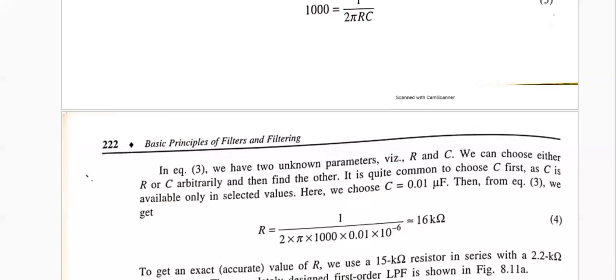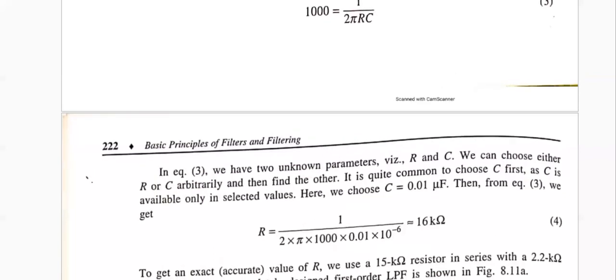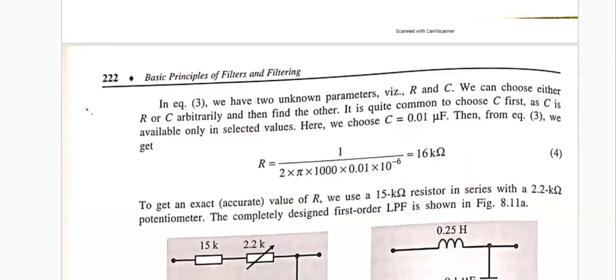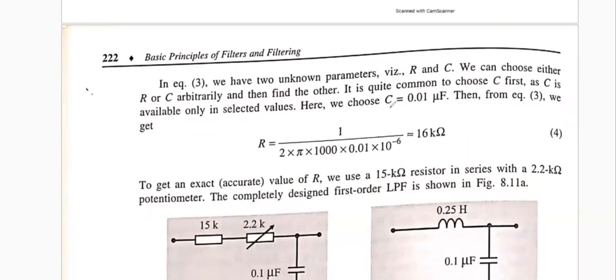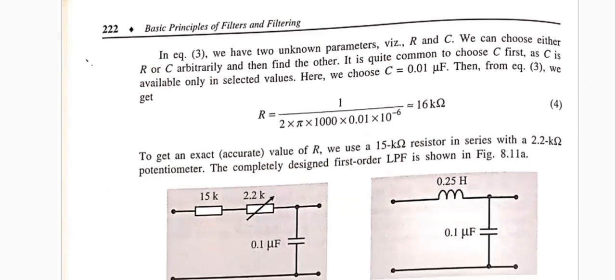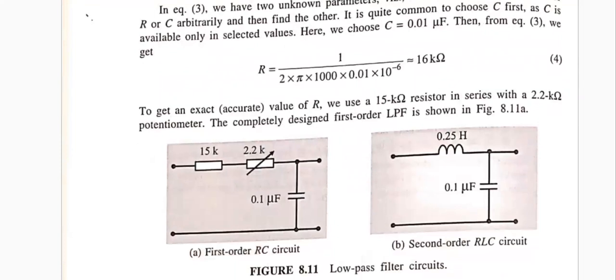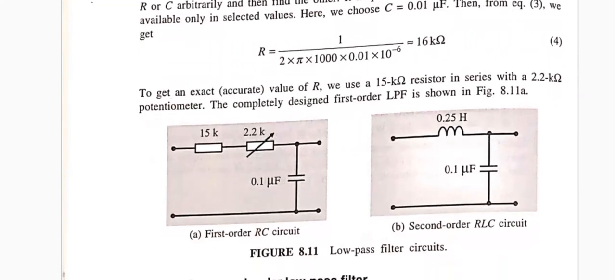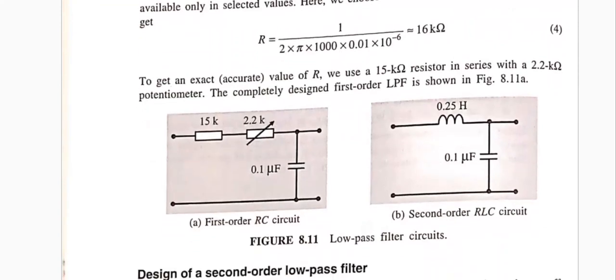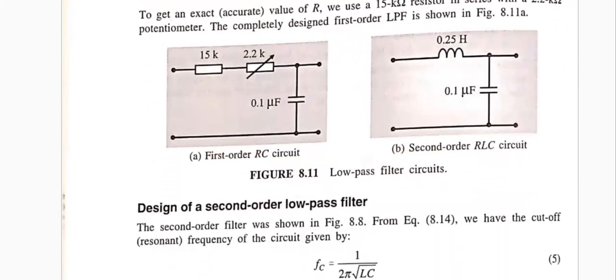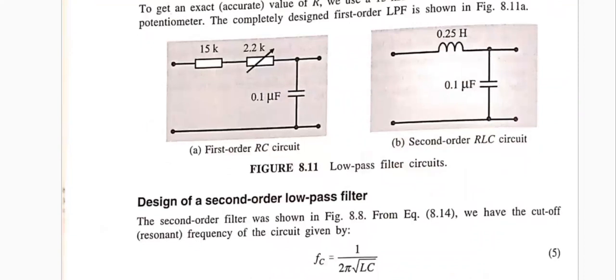We always choose the value of C first because it is not always available in the market. So whatever is already available, you can put that value, and based on that you can find the value of R. If we have a fractional value or any value of R, we can tune it with a potentiometer. And this is the first example of that filter.